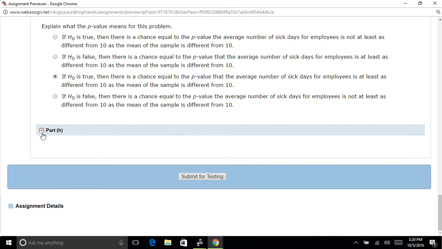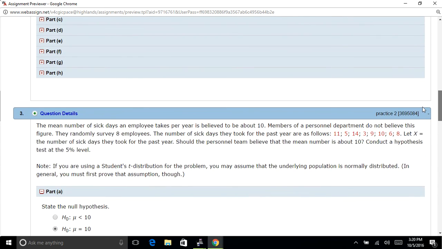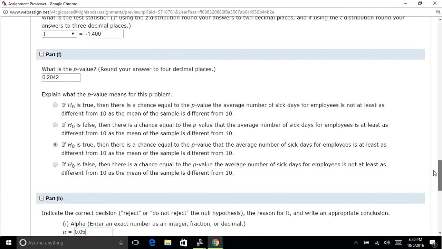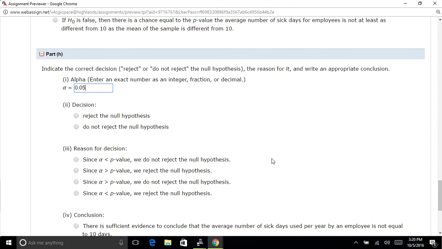And then I go here one more time. My alpha, what did we say alpha was? Alpha was 5%, so I convert that. This is just a habit I have. All right, what is my decision? So is p, 0.2042, less than alpha? No, it is not. So I do not reject my null. And the reason I don't reject my null, think of it this way, is because my alpha is less than my p-value, I just don't reject it.